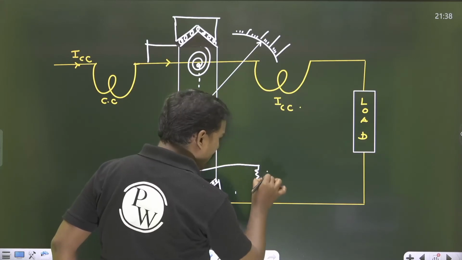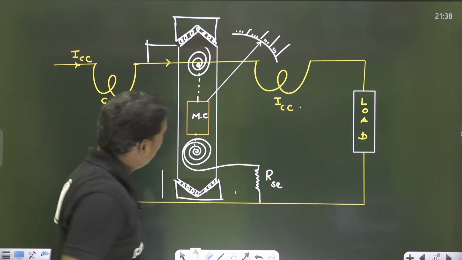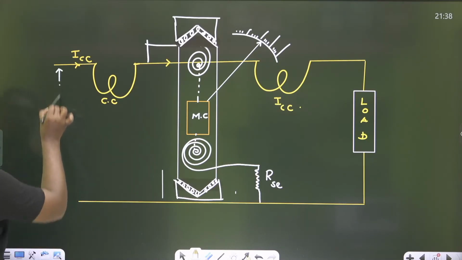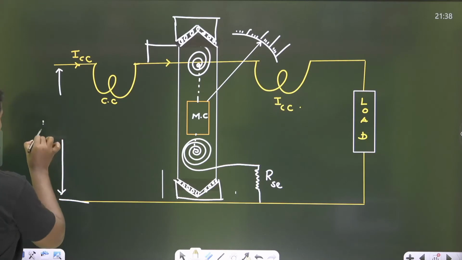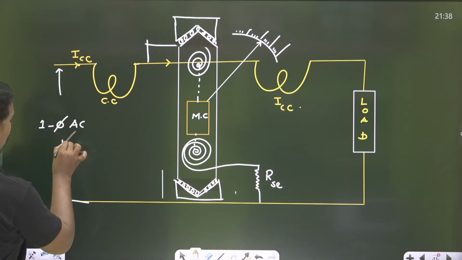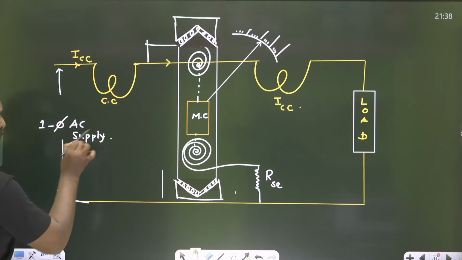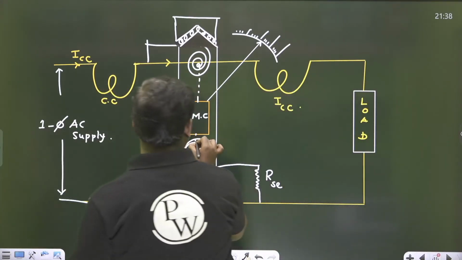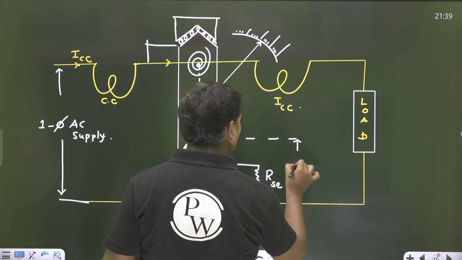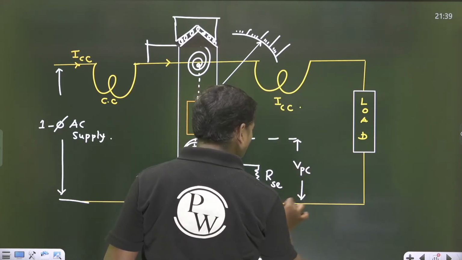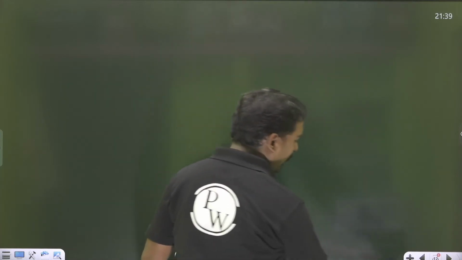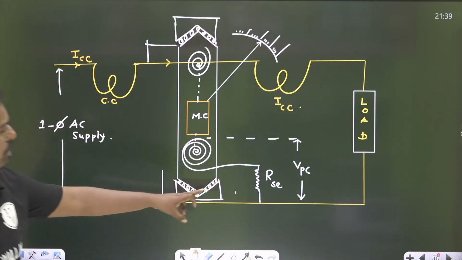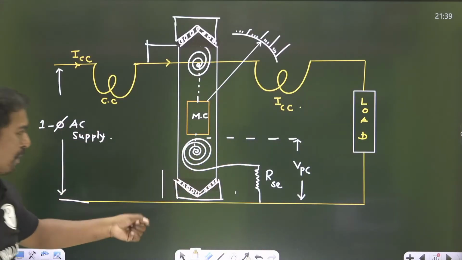What is this? I am attaching a series resistor so that across this moving coil you are going to get a voltage. So this is our single phase AC supply. I am going to get the voltage here, which is nothing but the voltage across the pressure coil. Have you seen this diagram clearly now? We have done an adjustment.